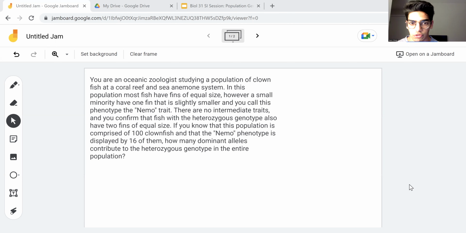There are no intermediate traits, and you confirm that fish with the heterozygous genotype also have two fins of equal size. If you know that this population is comprised of 100 clownfish and that the Nemo phenotype is displayed by 16 of them, how many dominant alleles contribute to the heterozygous genotype in the entire population? So that's the full prompt.